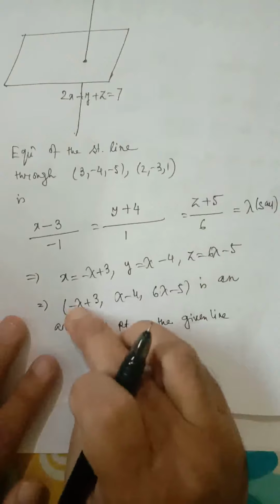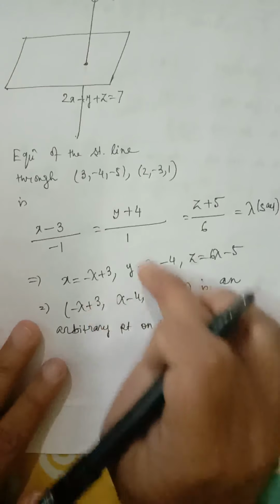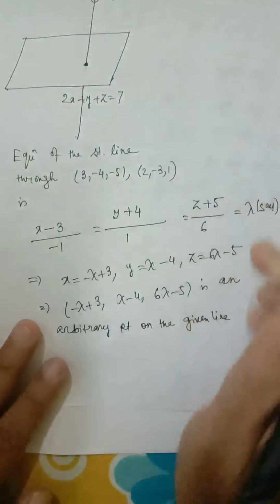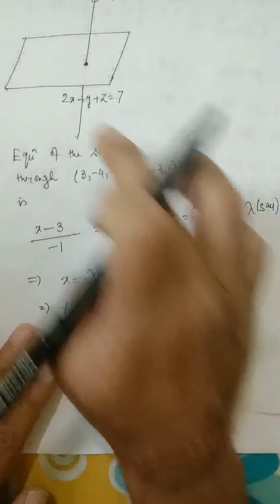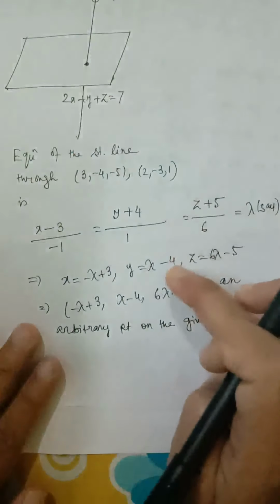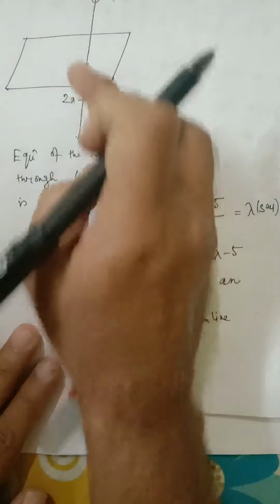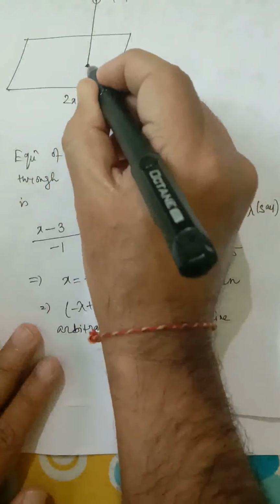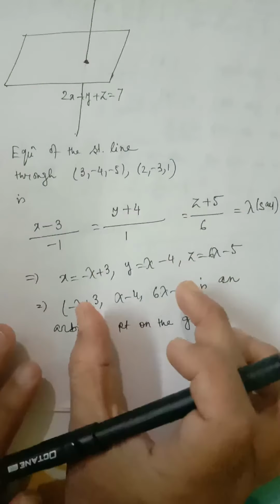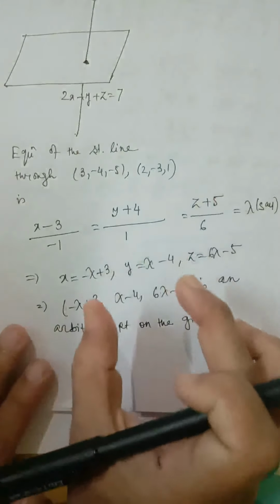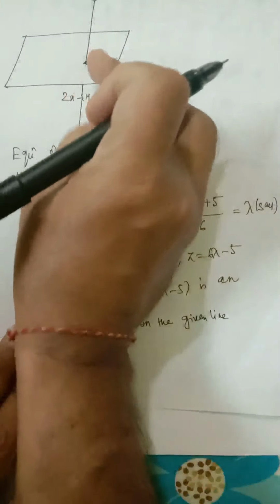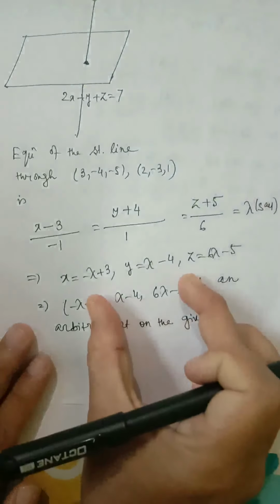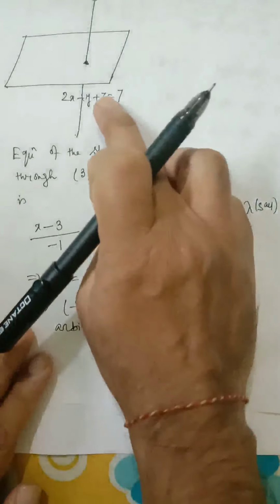Now for some value of lambda, this will become the coordinates of the point of intersection. Because for lambda equal to 1, we will get 1 point, for lambda equal to 2, we will get another point on this line, and for lambda equal to 3, another point on this line. For some value of lambda, this will become the coordinates of this point of intersection, and as this point lies on this plane, it will then satisfy the equation of the plane.